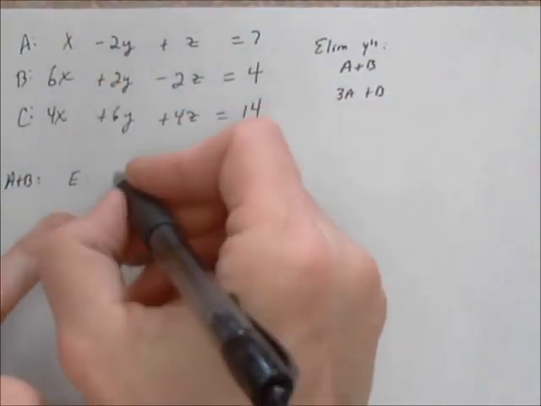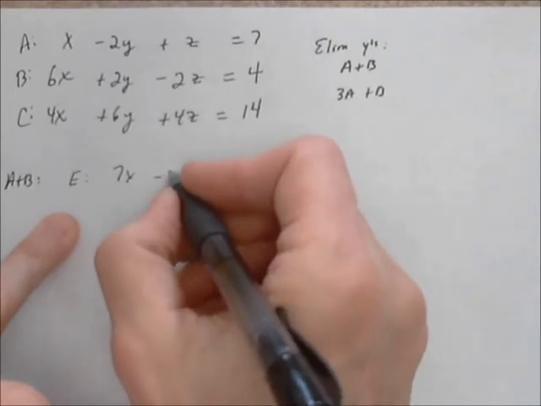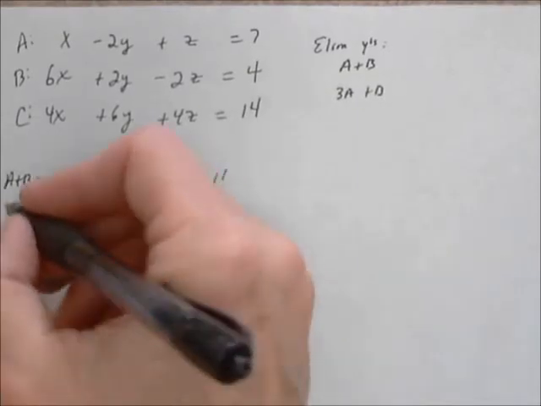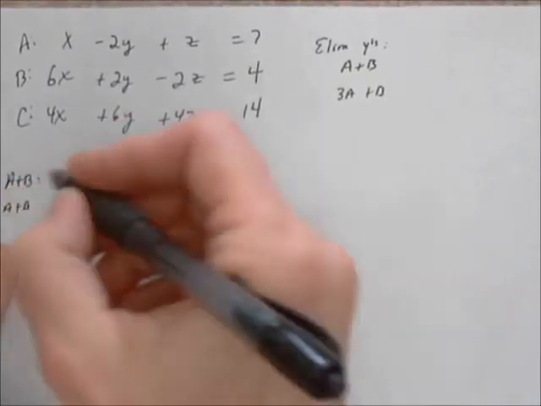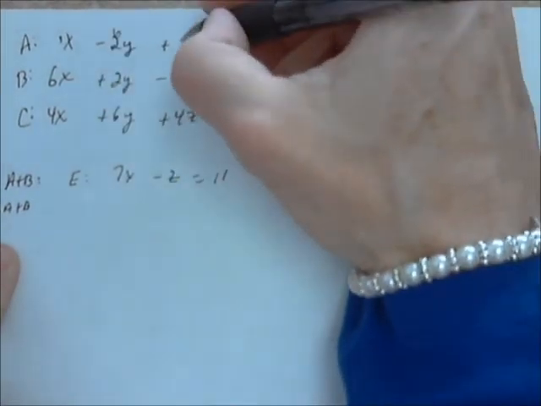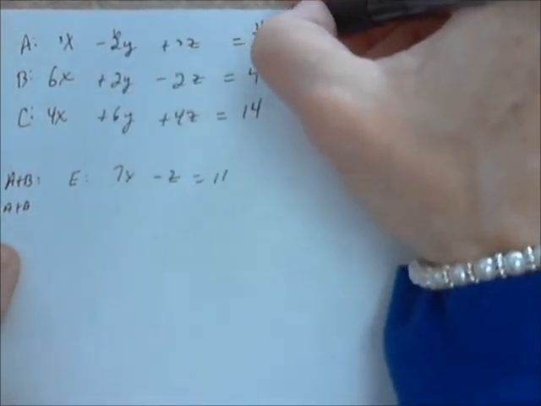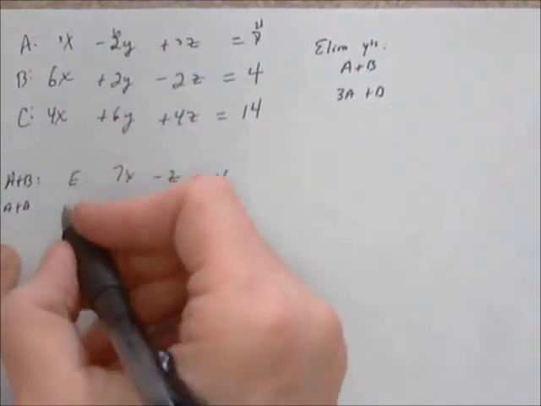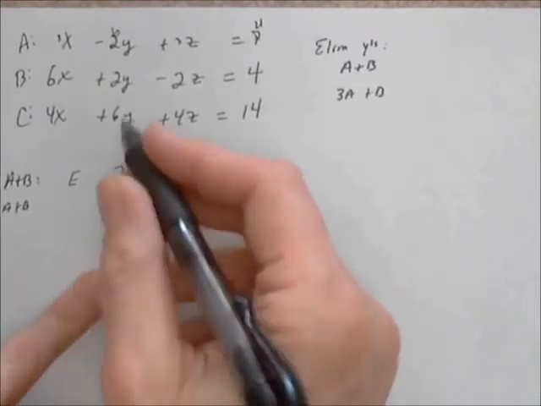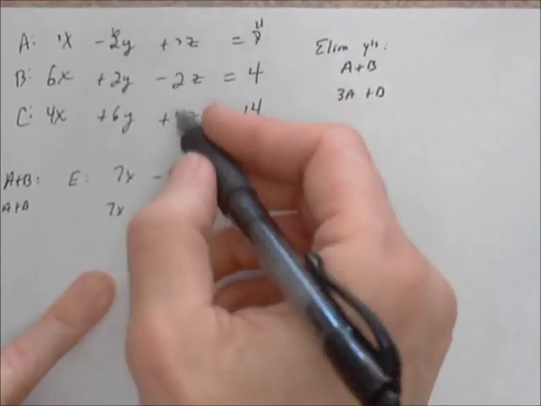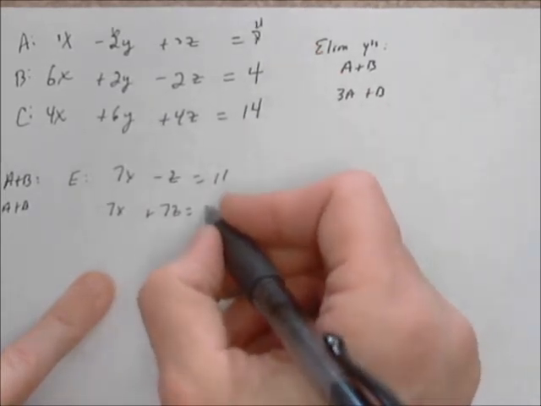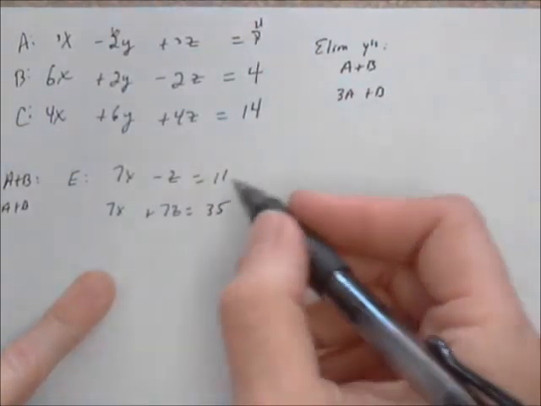A plus B is 7x minus z equals 11. And then the other one is 3A plus C. So if I go up here and multiply everything by 3, I get 3x minus 6y plus 3z equals 21. So I get 7x, which is very nice. And the y's go away. 3z plus 4z is 7z is equal to 21, and 14 looks like it's 35. And so now this is even easier.